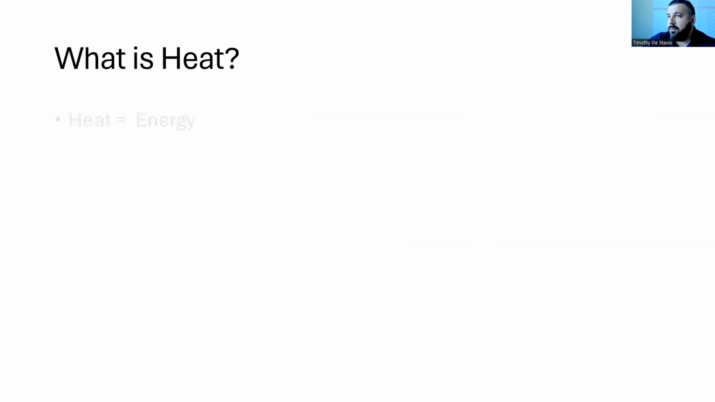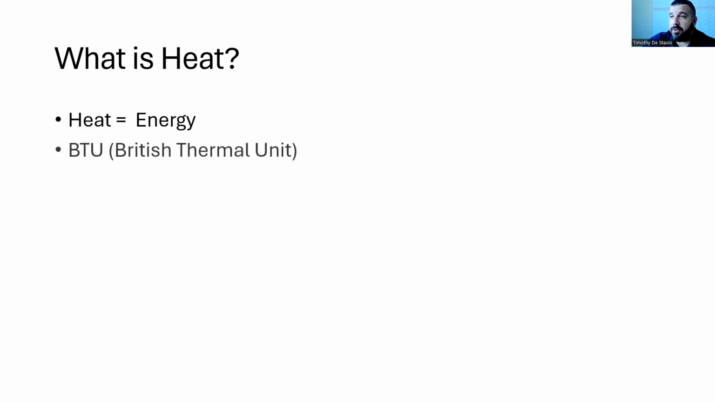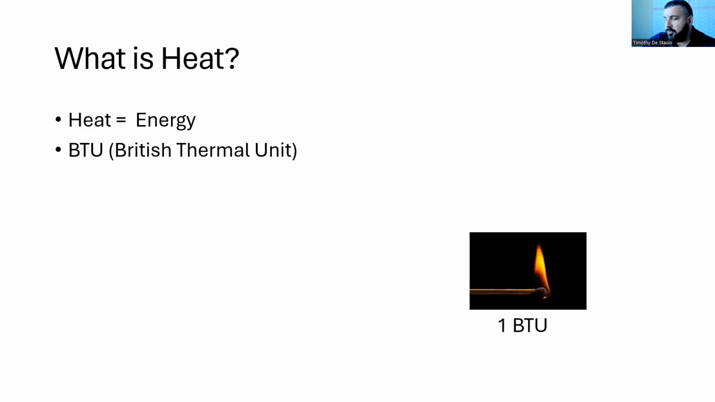So let's get right into Manual J. What is heat? Well, heat is energy. The unit that we use here in the United States for heat is British Thermal Unit, or BTU. So just to kind of put that in context, 1 BTU is about the amount of heat that a match produces. And so that may not seem like a lot of heat unless you are holding that match under your hand. And then all of a sudden that seems like a lot of heat.